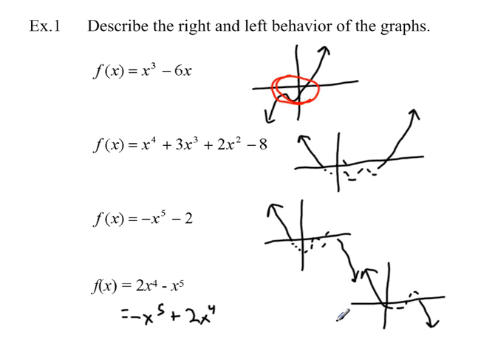Okay, so based on the greatest power, whether it's even or odd, whether it's positive or negative, you can tell the general shape of any polynomial function.